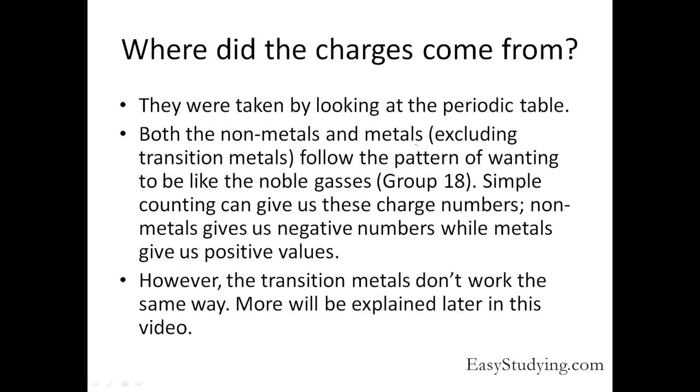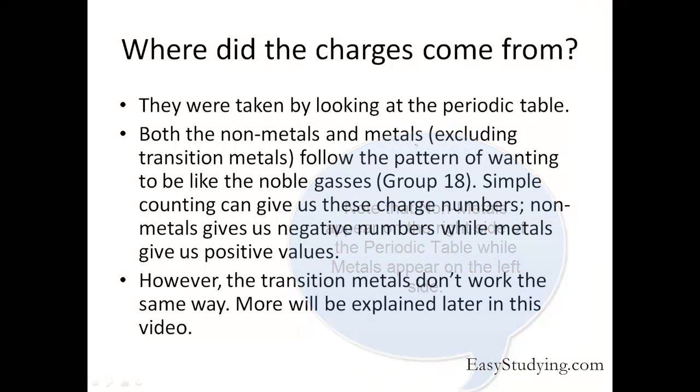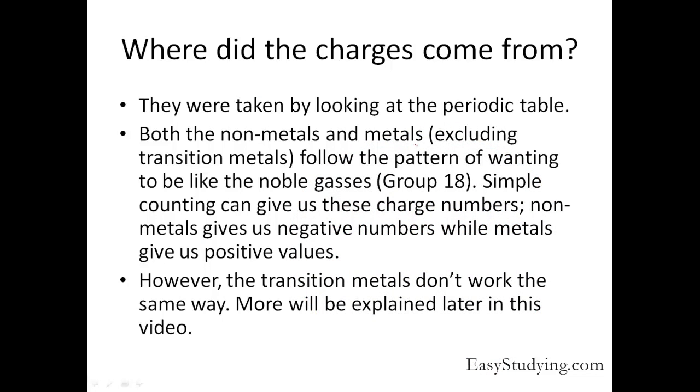So where did these charges come from? They were taken simply by looking at the periodic table. Both nonmetals and metals follow a simple pattern of wanting to be like noble gases, or group 18, with a full outer valence shell of electrons. Simple counting can give us these numbers. Nonmetals give us negative numbers, while metals, on the left side, give us positive values. We simply achieve this by counting how many spaces it takes to get to the group 18 formation.